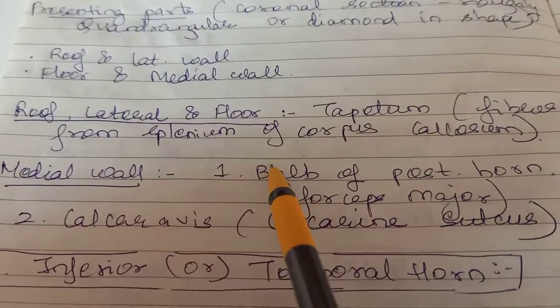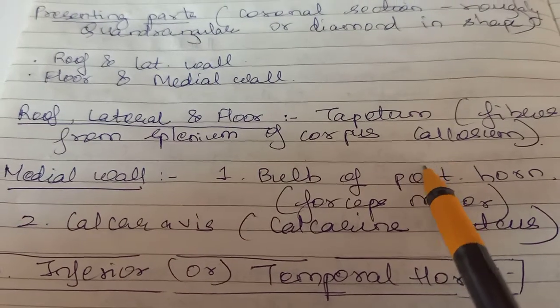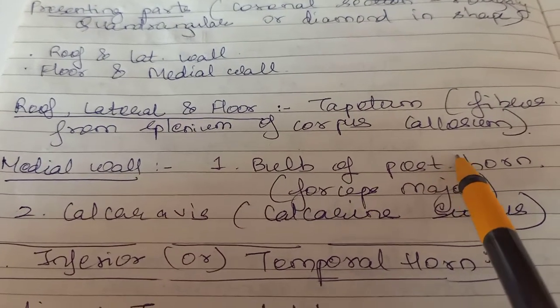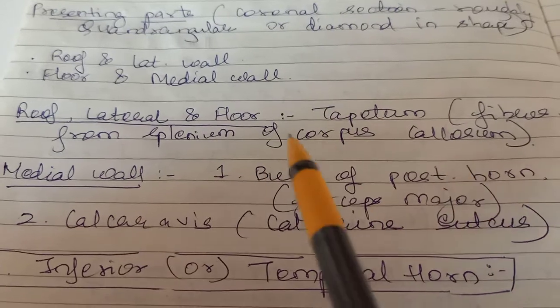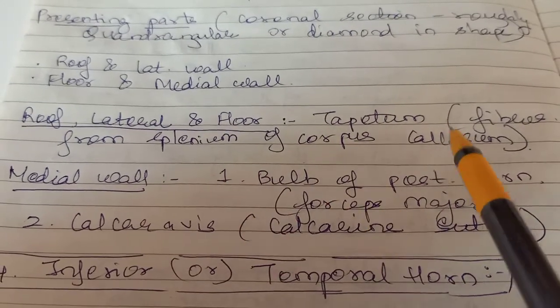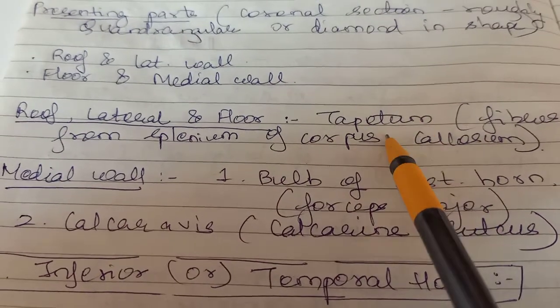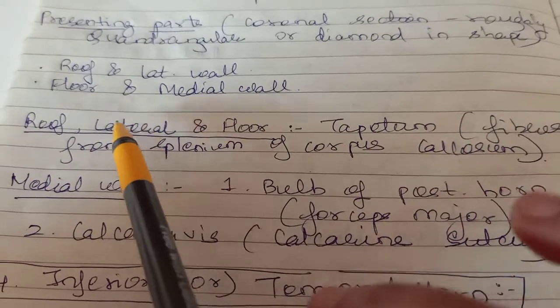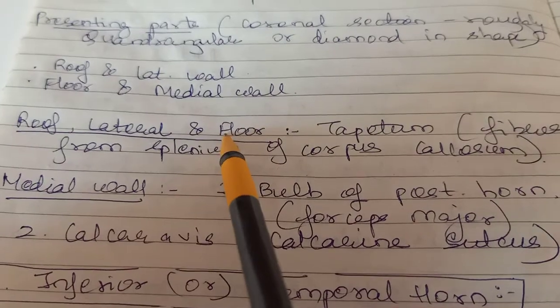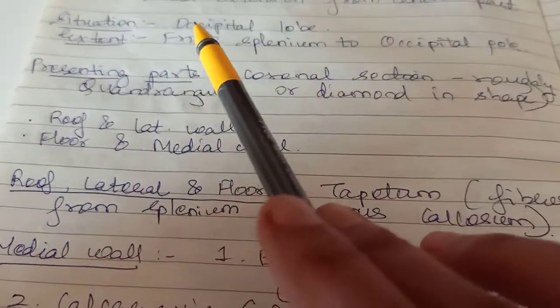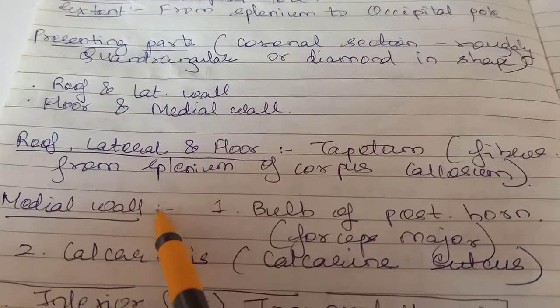Tapetum is fibers from the splenium of the corpus callosum. The splenium is the most posterior part of the corpus callosum, and the tapetum is the fibers arising from the splenium, and this tapetum forms the roof, the lateral wall and the floor of the posterior horn of the lateral ventricle.